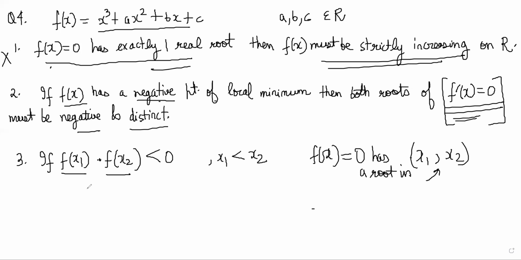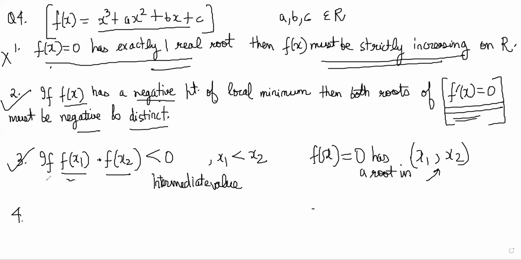Because if it's negative, then it has to cross the axis at least once. If at one point it is plus and at the other it is minus, then obviously it will cross because the function is continuous. It's a polynomial, so it has to be continuous and will take all the values in between. This is called the intermediate value theorem, basically. We discussed this in the theory part last week. So if it crosses, then you will have a root in the middle. So this is obviously correct.